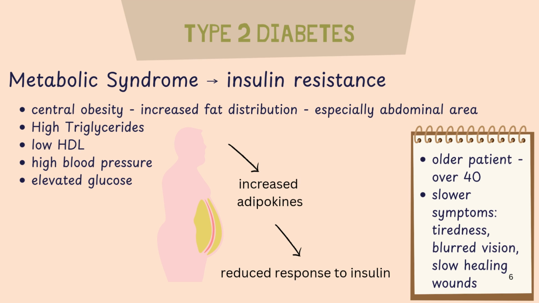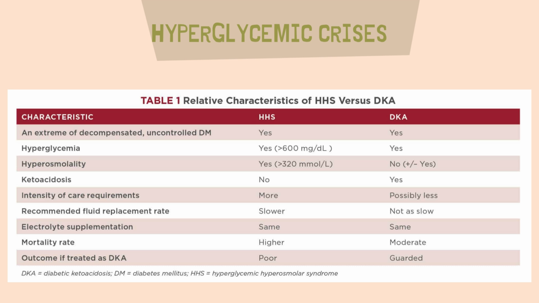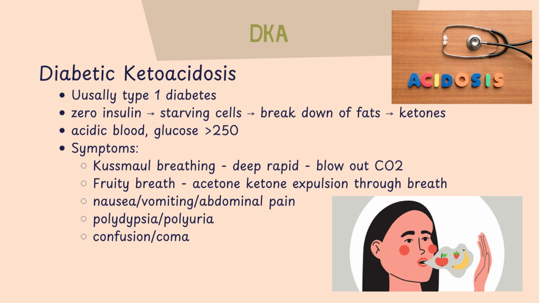Okay, so now that we know why patients with diabetes feel thirsty, hungry, and why they're running to the bathroom, we need to figure out what happens when this kind of situation spins out of control. And this is where we get into our diabetic crises. So we have two types, diabetic ketoacidosis, DKA, or HHS. Let's start with DKA. DKA is diabetic ketoacidosis, and usually it's in patients with type 1 diabetes.